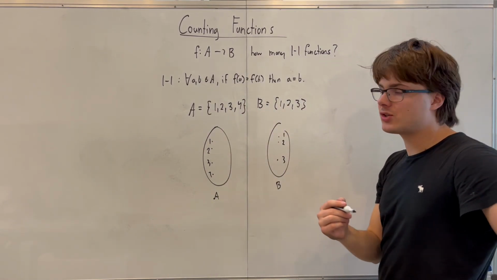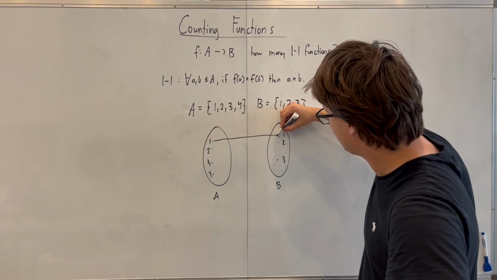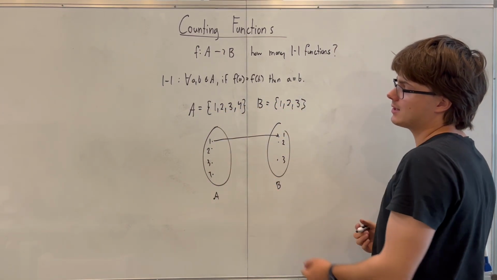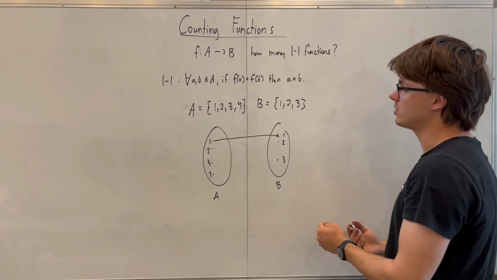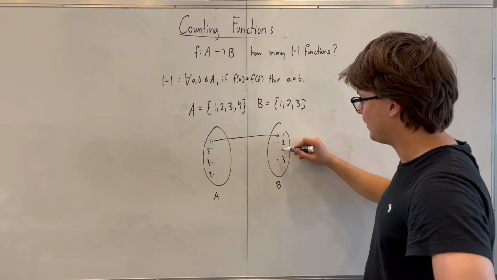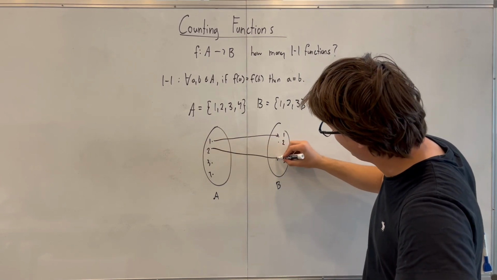So how many possible ways can we map 1? Well, we can map 1 3 ways. We can map it here, for example. How many ways can we map 2? Well, we can't map 2 to that same element anymore, otherwise it wouldn't be one-to-one. So this means that 2 can only map to the ones that haven't been mapped to already. So 2 can map 2 ways.